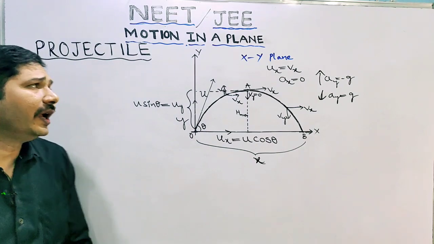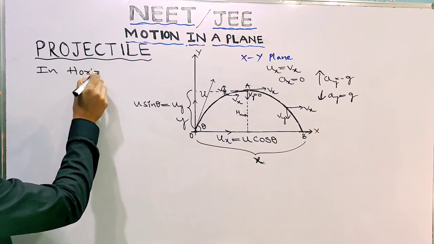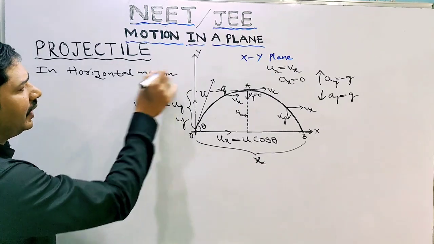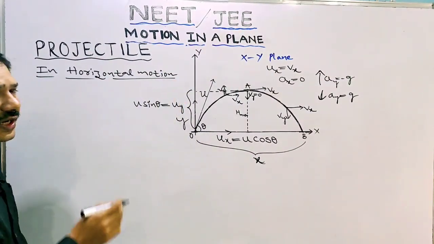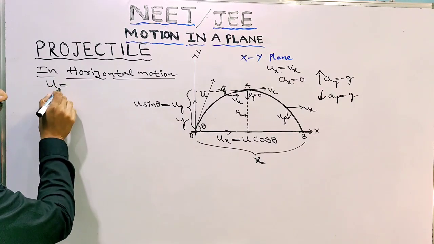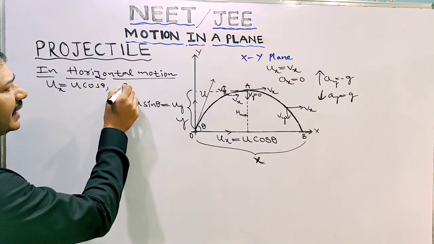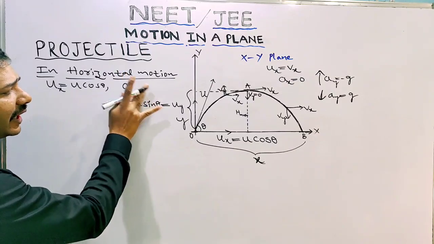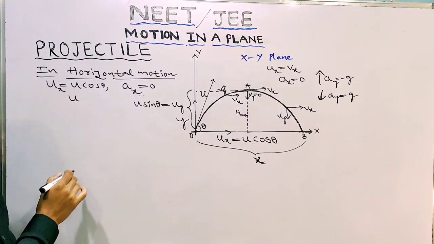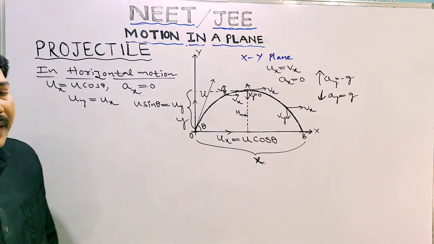We'll discuss it in detail, and also how they'll ask questions based on that, I'll give that too. So listen here. First we'll discuss horizontal motion. In horizontal motion the acceleration is zero, we said. The initial velocity ux is u cos theta, and the acceleration along the horizontal motion is zero.